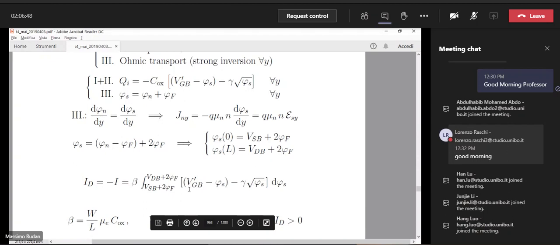As you may expect, this integral is a function that depends on the gate voltage that is embedded in VGB prime, on the drain voltage that is here in the upper limit of the integral, and VSB, the source voltage. So as we expected, we have found an expression in integral form of the drain current that depends on the three independent voltages of the device.